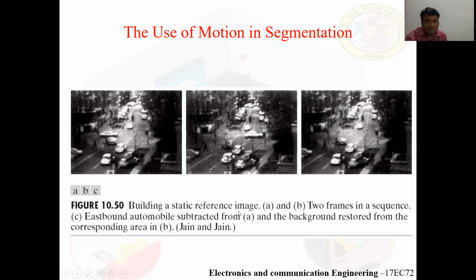Building a statistics reference image. This is A, 2 frames in a sequence. This is the eastbound automobile subtracted from A and the background restored from the corresponding area in B.